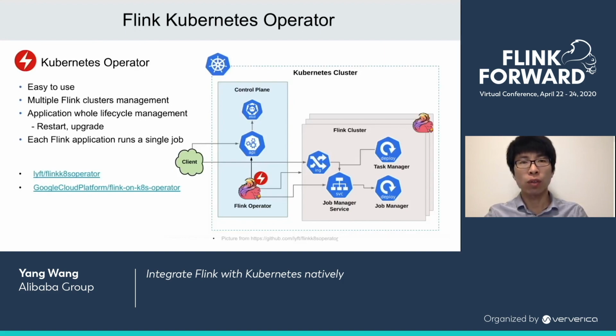For example, if you upgrade the user code, the Flink Kubernetes operator could help to trigger the savepoint and restart from the latest successful savepoint. Currently, Lyft and Google have open sourced their operators on GitHub. They are both great work to make Flink on Kubernetes run in production. You could check them out and have a try.